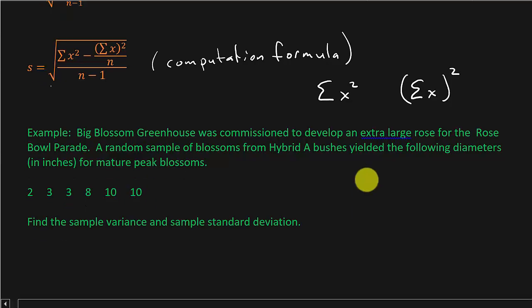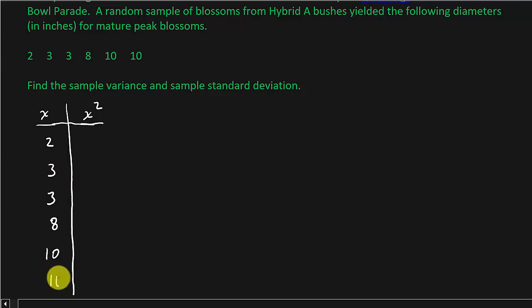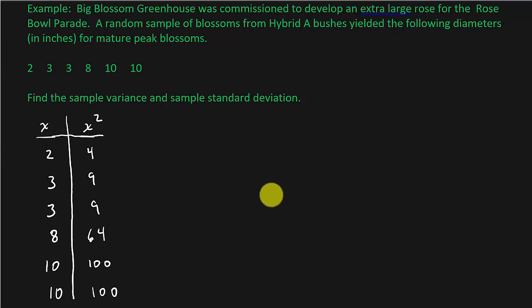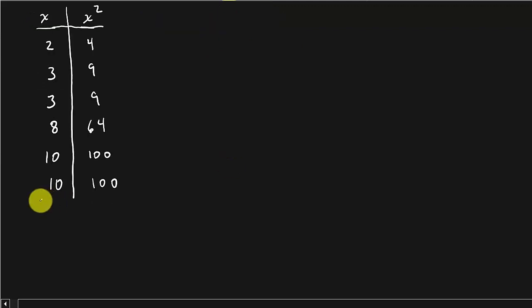All right. So what I like to do is make a column x and x squared. Make two columns. We've got 2, 3, 3, 8, 10, 10. Those are our x values. Now let's square each one. So that's 4, 9, 9, 64, 100, 100. Now, what do I need to do? Well, I need to sum the x values, so I need to sum this first column, and I need to sum the x squared values, so I need to sum this column. Let's do that real quick.